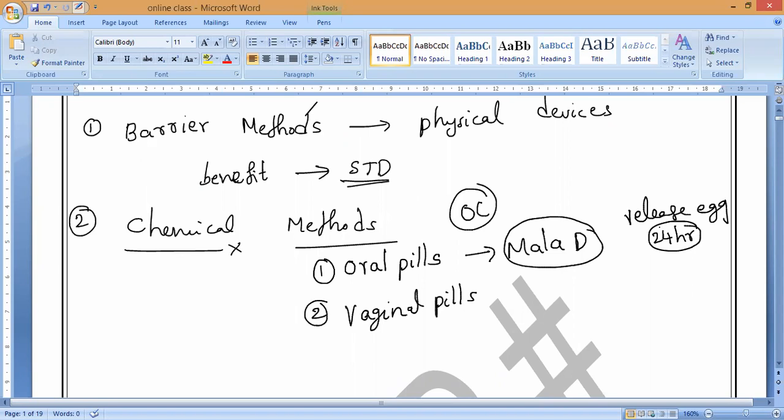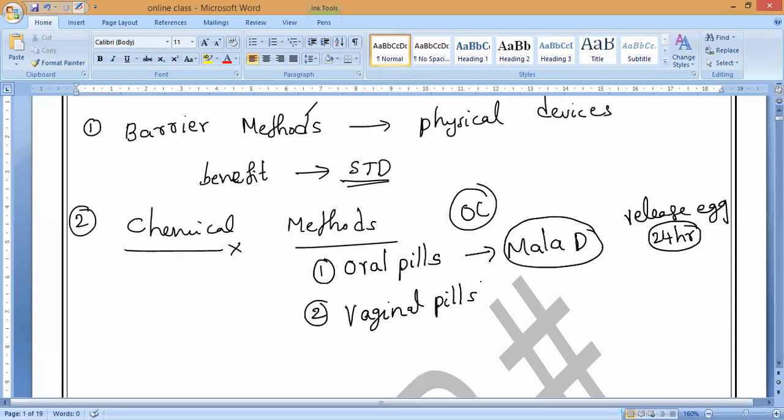So that is why those who are consuming oral pills have to take them with a doctor's prescription. Only under their surveillance should we consume it. So that is the first one, oral pills, which will not allow the ovum to release the eggs.